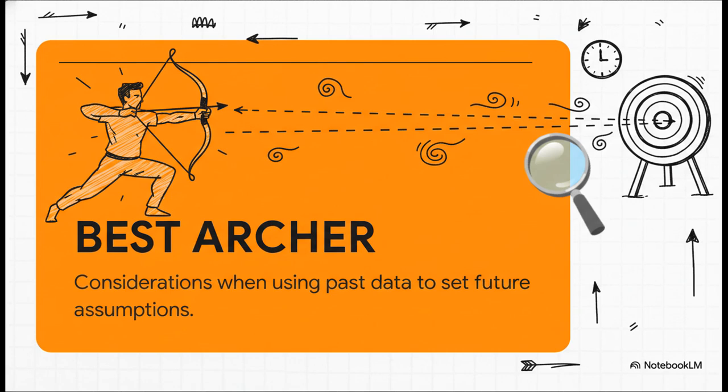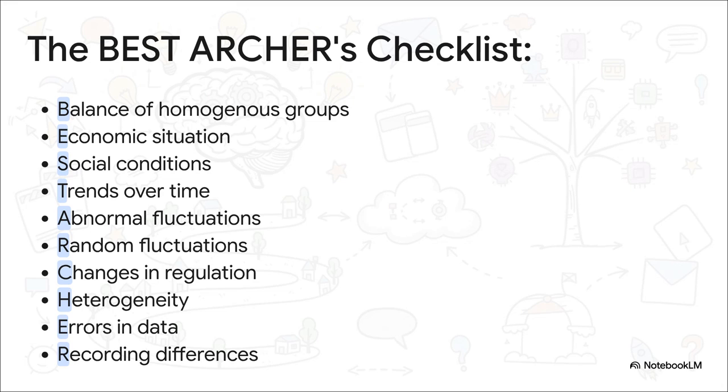You know, using historical data to predict the future, it's a lot like archery. You can't just aim where the target used to be. You have to account for the wind, the distance, gravity, all of it. To really hit the mark, you've got to be the BEST ARCHER. So let's follow our archer for a second. First, she looks at the balance of the groups in her data. She feels the wind, that's the economic and social conditions. She's watching for the long-term trends. She consciously ignores the sudden gusts of wind. Those are the abnormal and random fluctuations. She knows the rules of the competition might have changed. She accounts for heterogeneity in her arrows, checks for any errors in her sight, and notes any recording differences from her last shots. It's only after all of that that she lets the arrow fly.